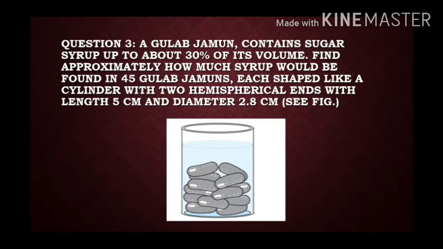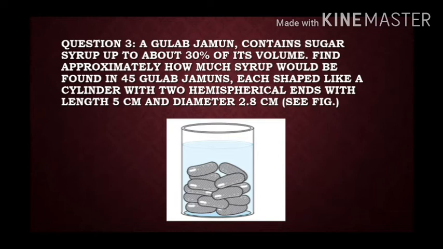Now, question number 3. A gulab jamun contains sugar syrup up to about 30% of its volume. Find approximately how much syrup could be found in 45 gulab jamuns, each shaped like a cylinder with two hemispherical ends, with the length 5 centimeter and diameter 2.8 centimeter. So, here in this slide we will discuss about the shape of the gulab jamun.